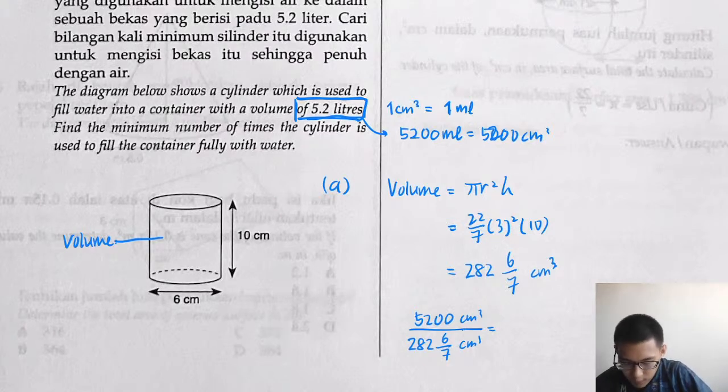So 5,200 divided by 282 and 6/7. So we get, wow, the answer is not so familiar. 18.38.